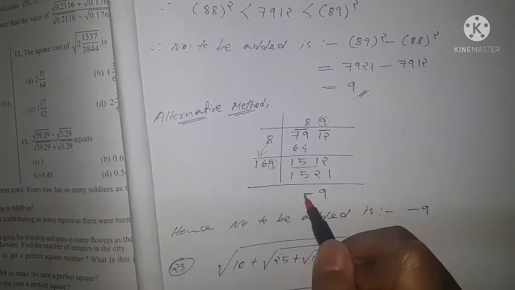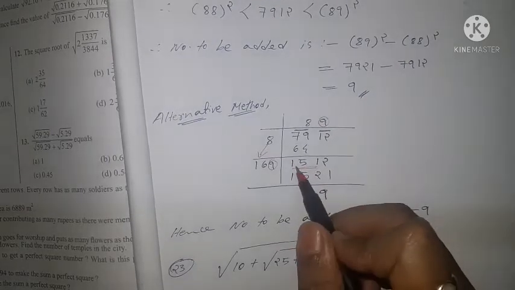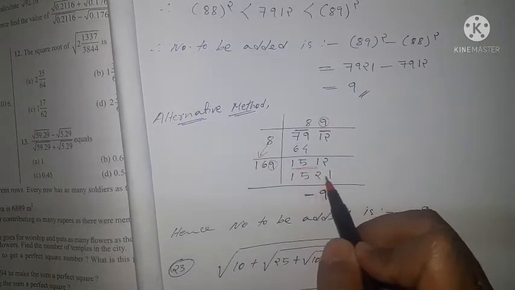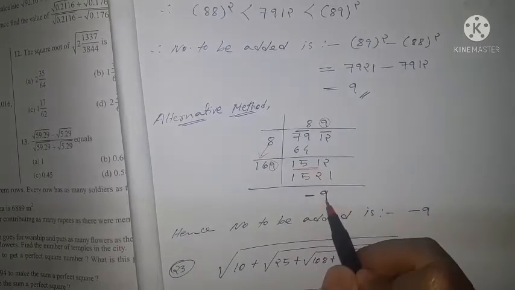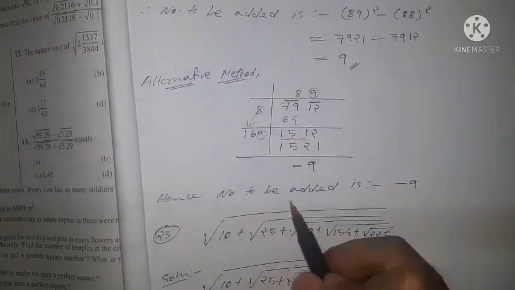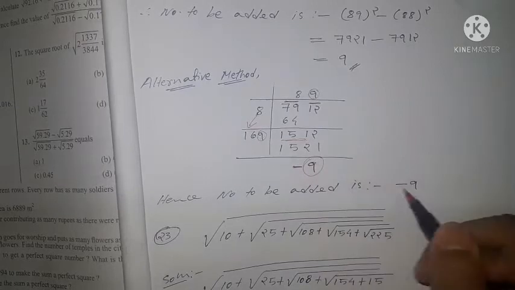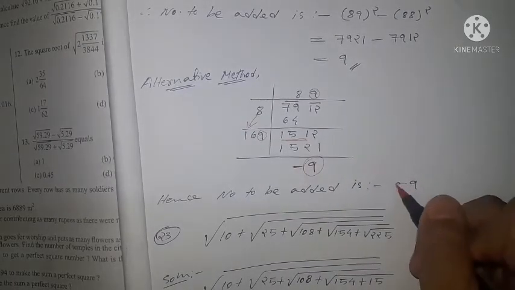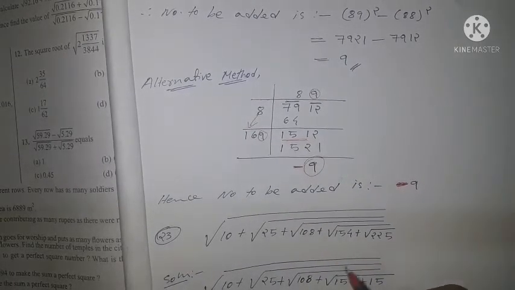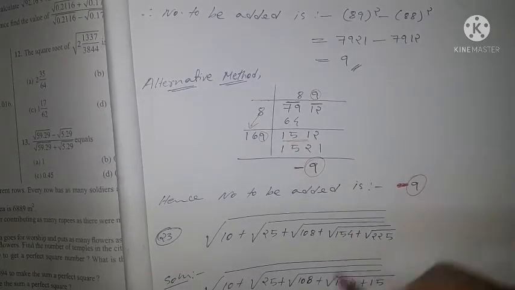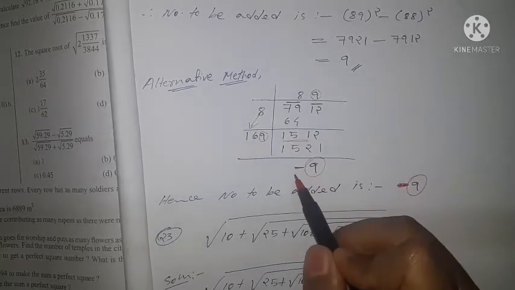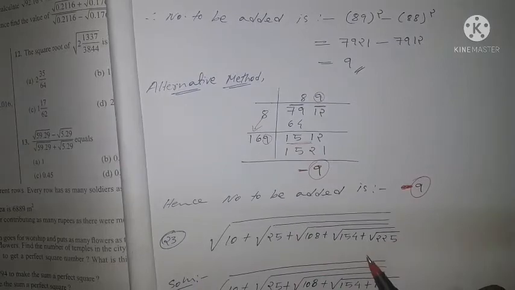That means the remainder is minus 9. If we subtract 1521 from 1512, we will get the remainder as minus 9. So hence the number to be added is 9. Okay, it is not minus 9, it is 9. We neglect the negative sign and write the number, that is 9.